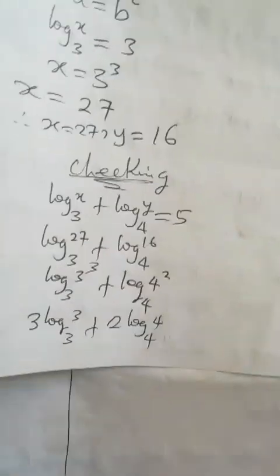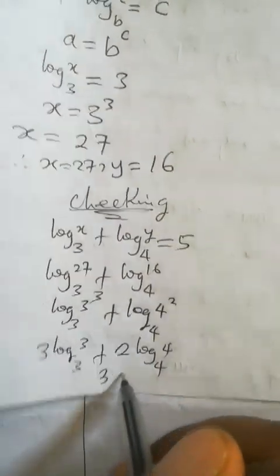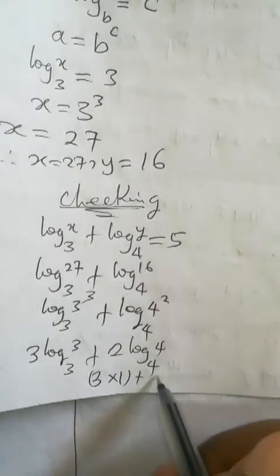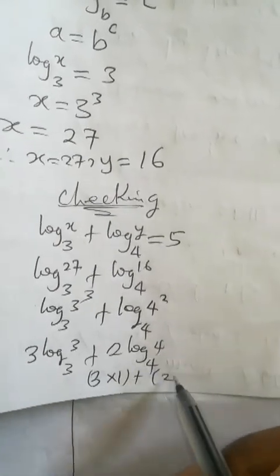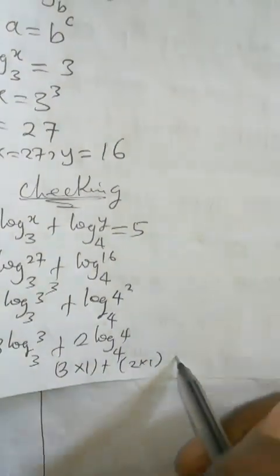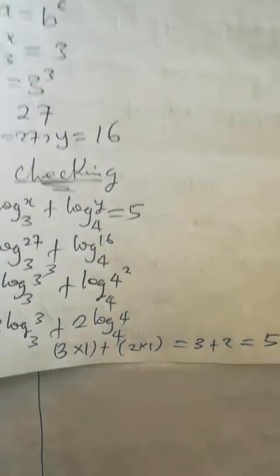As you can see, we have 3 times log 3 base 3, which is 1, plus 2 times log 4 base 4, which is 1. That gives us 3 plus 2, which is equal to 5. So you can see our answer is verified.